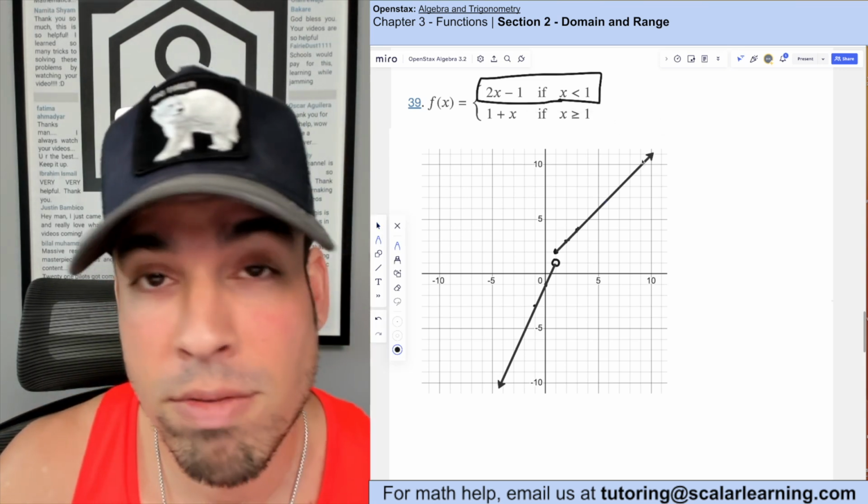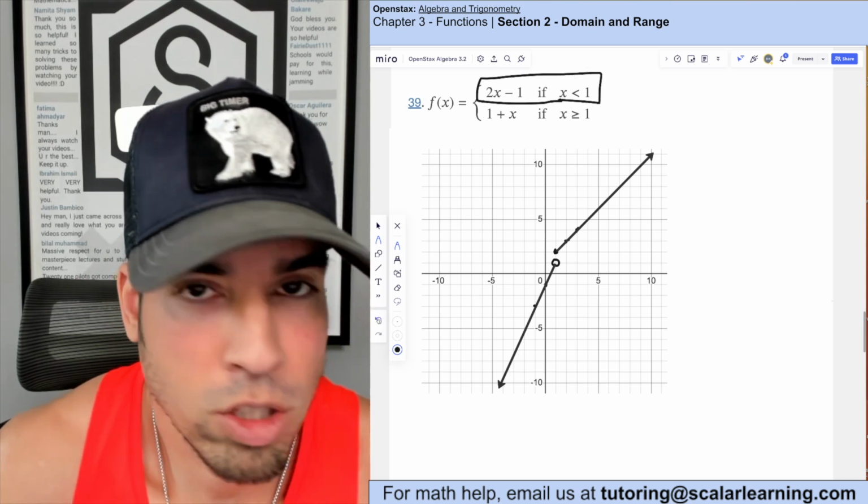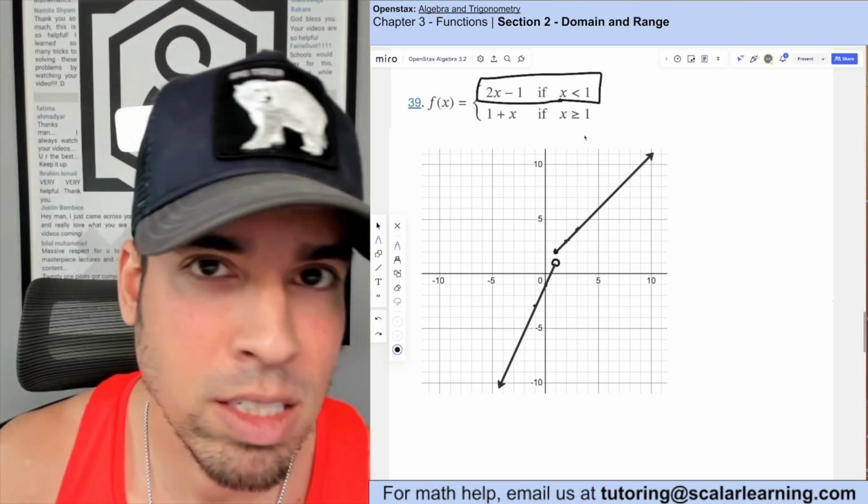Now it says, hey, give the domain of this function. So you could give the domain from this. I mean, that is what domain means, right? It's where the x's live.